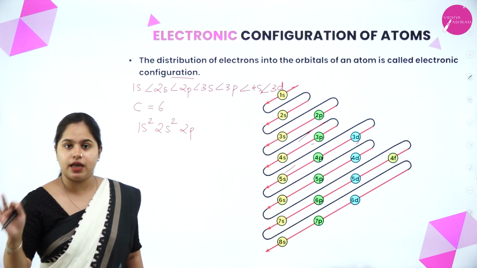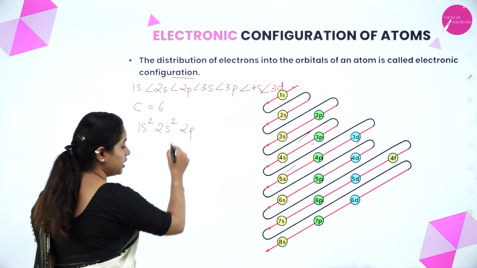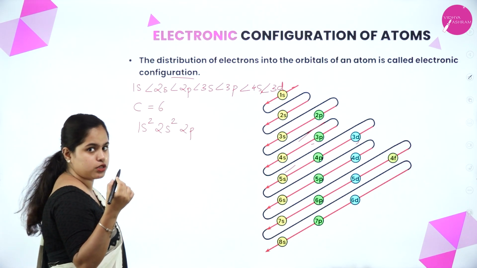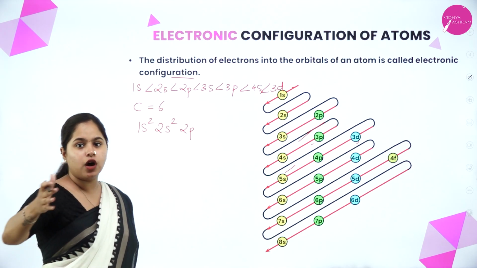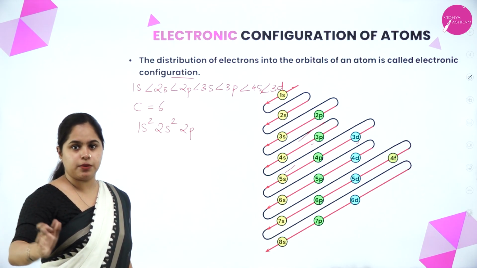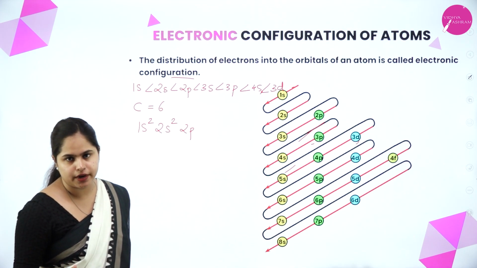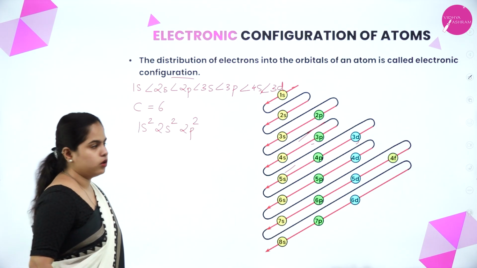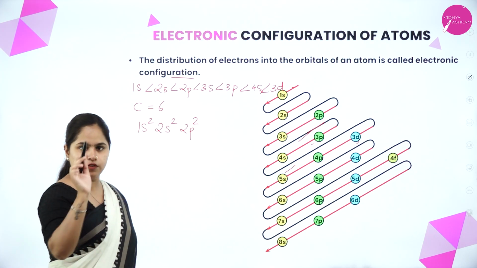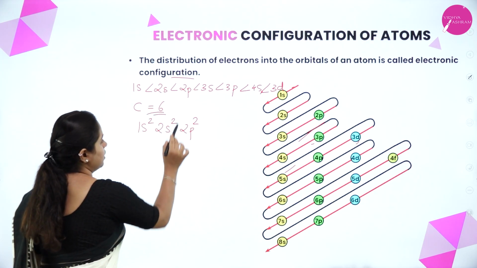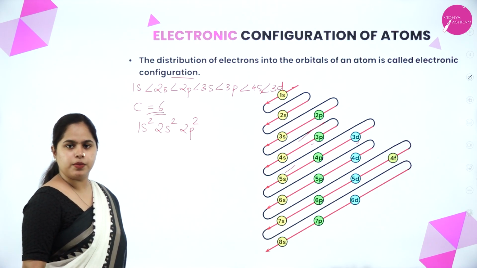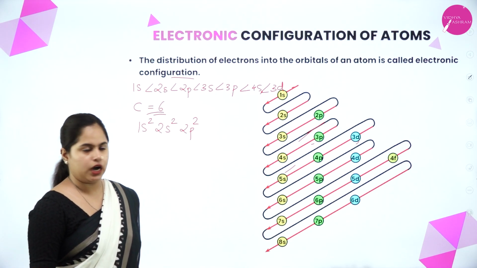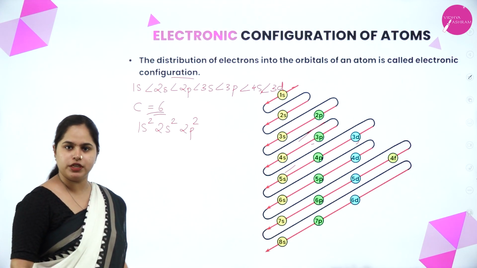Yes, px, py and pz. Each p subshell has 3 orbitals, which means a total of 6 electrons can be filled. Out of the 6, 2 will be filled now. So 2 plus 2 plus 2 will give you 6. Clear? This is how you can represent the electronic configuration of carbon: 1s2, 2s2, 2p2.